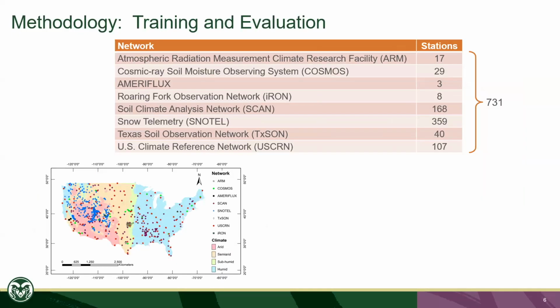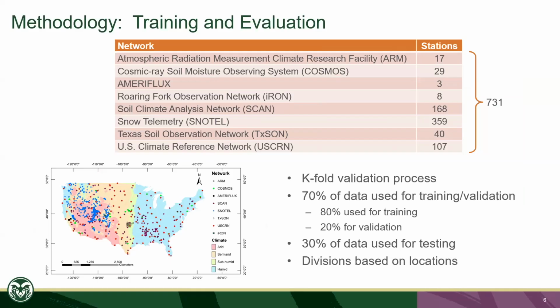So to train the machine learning algorithms, this is where the in situ data comes in. You see a list here of the networks that we use data from. After filtering out stations, we ended up with a total of 731 stations. And you see the spatial pattern of the stations we used on the map there.